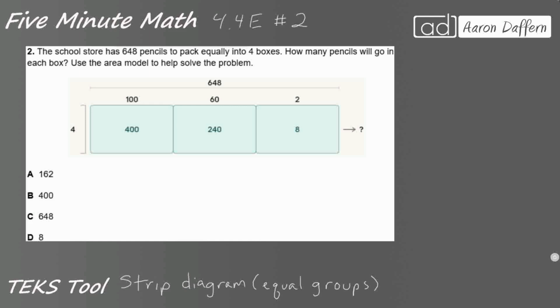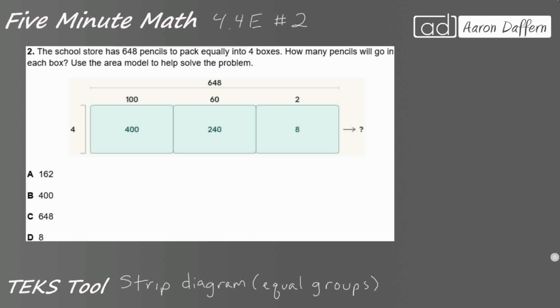So a school store has 648 pencils and wants to pack them equally. And we have this area model that's going to help us solve this problem. Well, let's use what we have in the words and match it up with the area model to see what exactly we're supposed to be doing here.